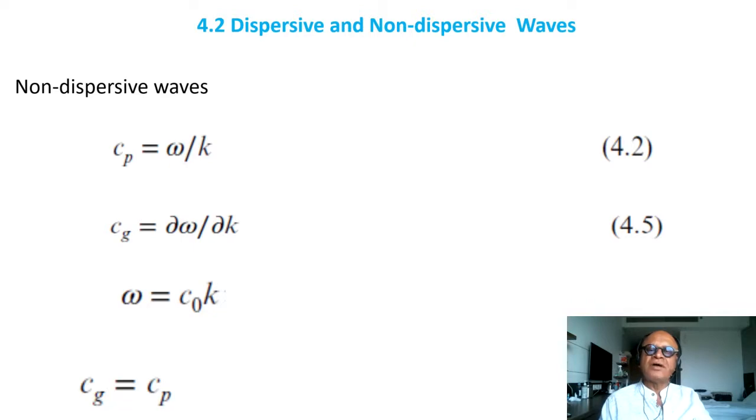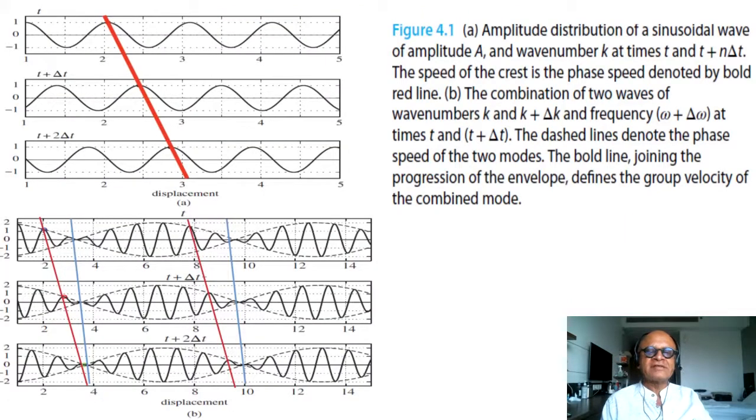So the individual waves and the group move together, as we saw in this example in figure 4.1. So this is just a single sinusoidal wave. You can clearly see t plus delta t, plus 2 delta t. The wave is quietly moving on, and in this case you have two waves nearby, so k plus delta k and omega plus delta omega. So there is a modulation and a group is formed, but you can see that the phase speed and the group velocity are not the same, but they are not dispersing energy. This is essentially a non-dispersive wave.